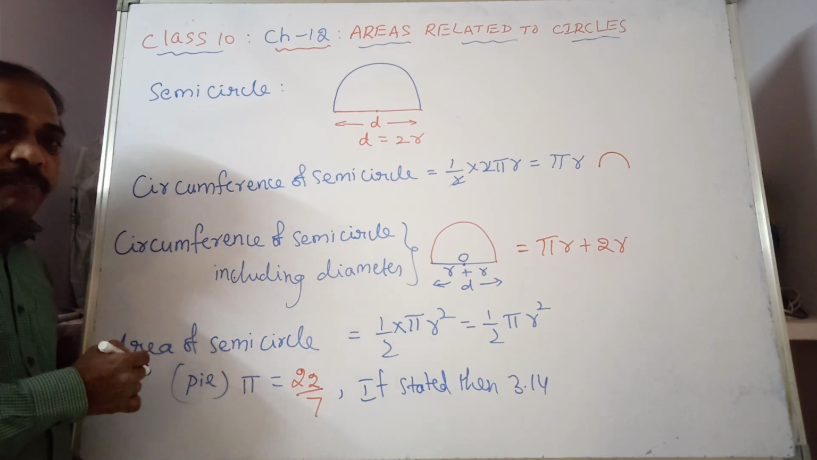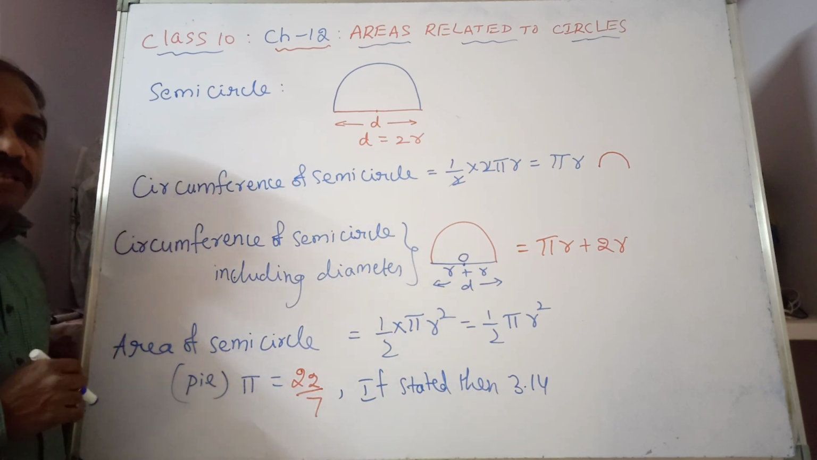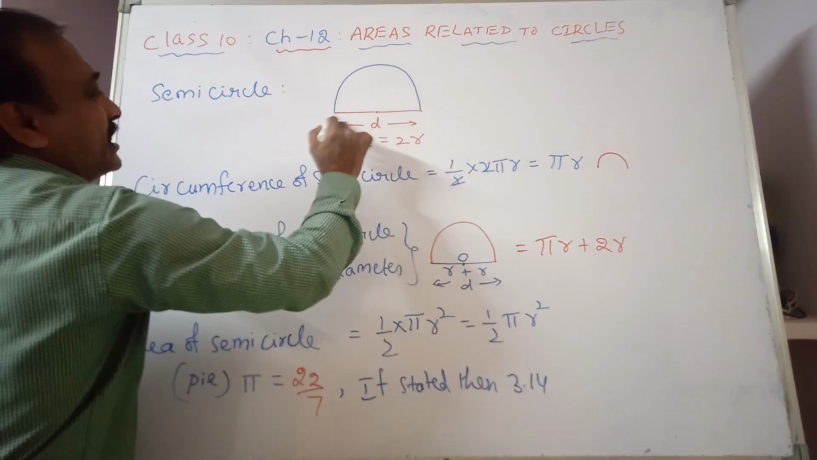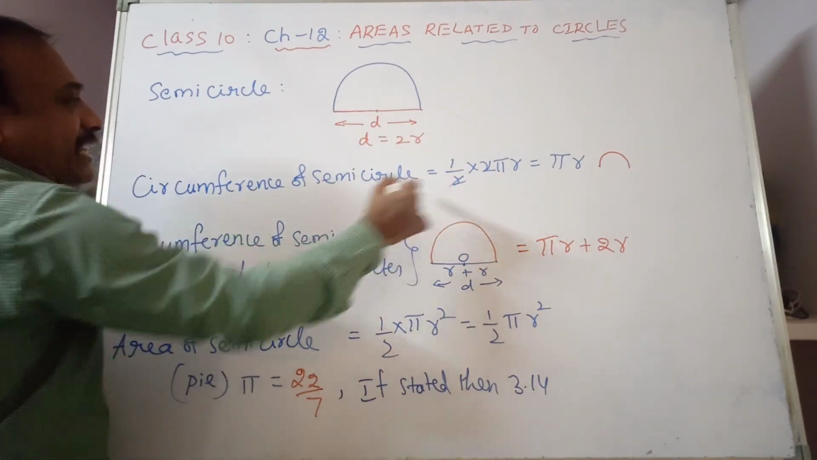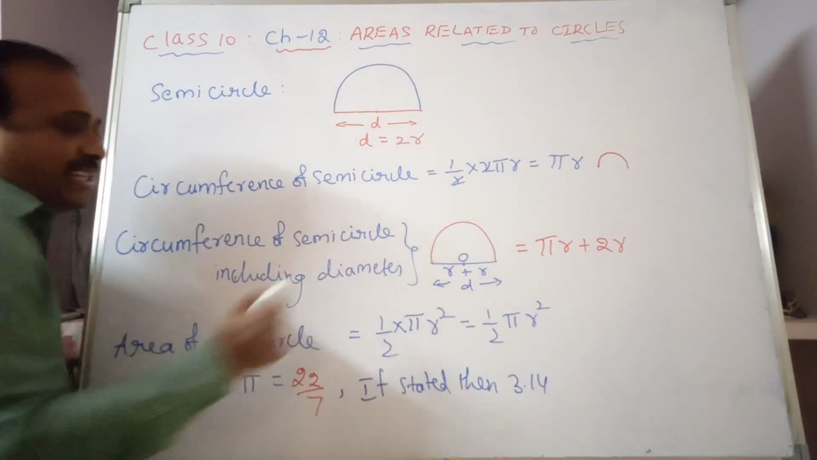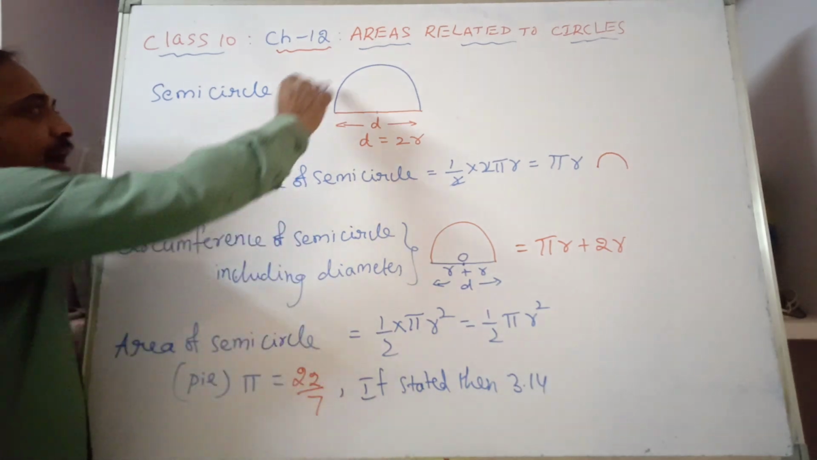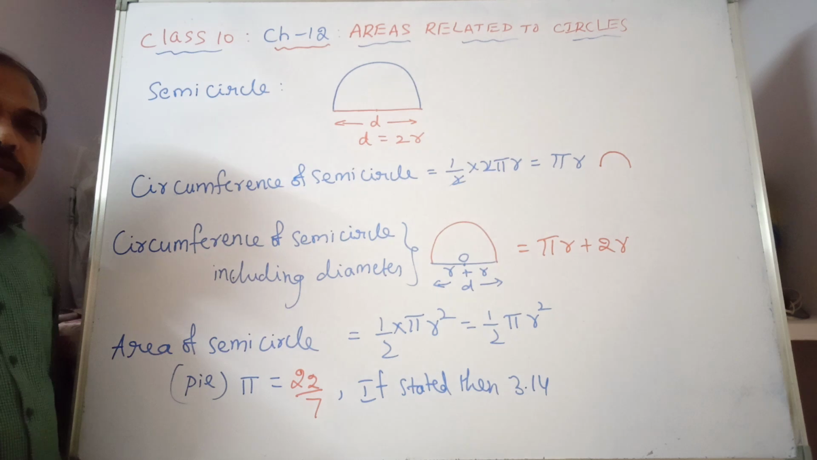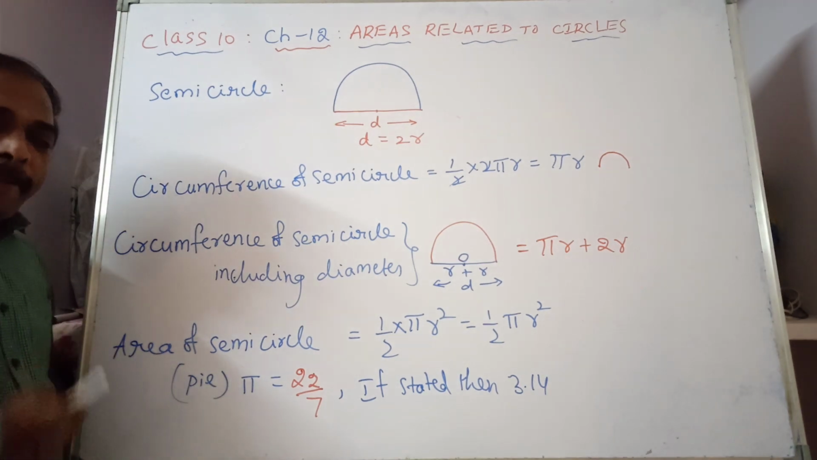I hope you understood how to find the circumference of a semicircle, the half of the boundary of a circle. When it includes the diameter, this is excluding the diameter, this is including the diameter. And the area is half of the area of a circle, that is half pi r square. Is it clear, students? Right.